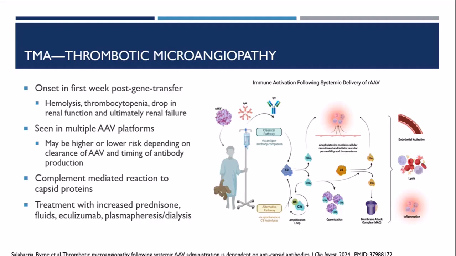So in most cases, this is around the end of the first week post-gene transfer. We see a drop in the hematocrit, a drop in the platelet levels, and ultimately a drop in renal function, and we can see renal failure. This has been seen in multiple different AAV platforms, and the risk of that may be somewhat dependent on the nature of the clearance of those AAVs. I think we're just starting to get some understanding of that.